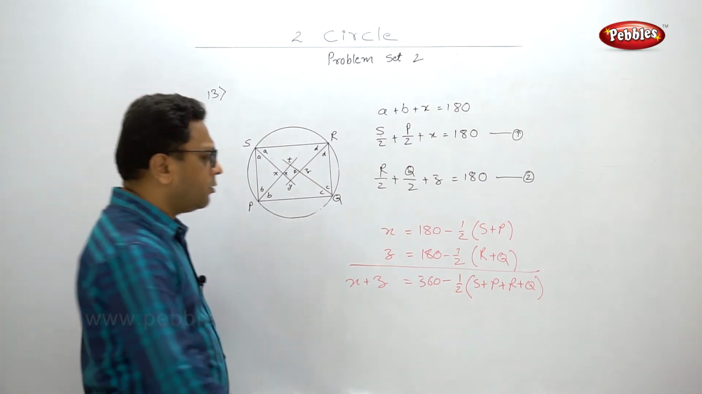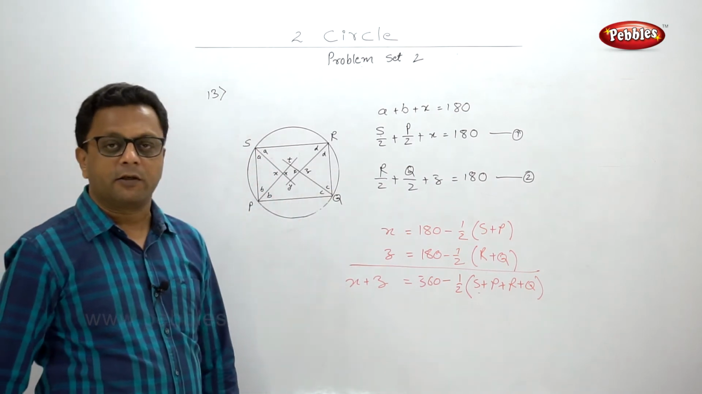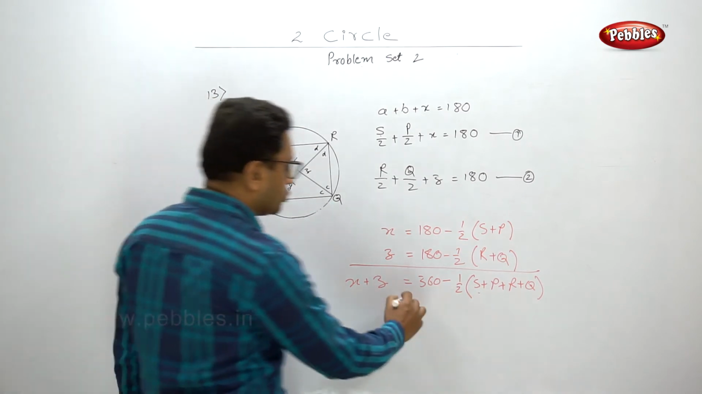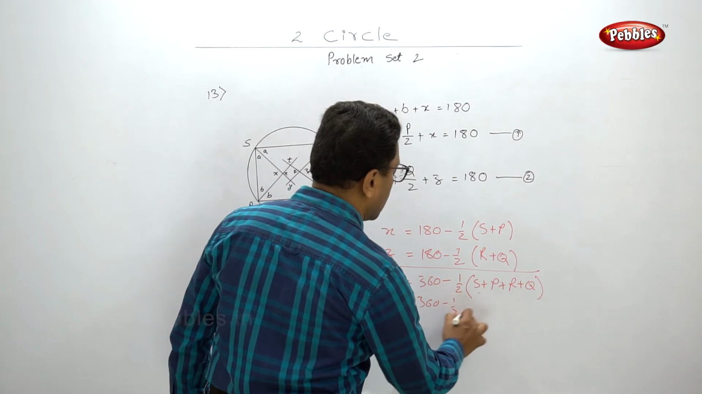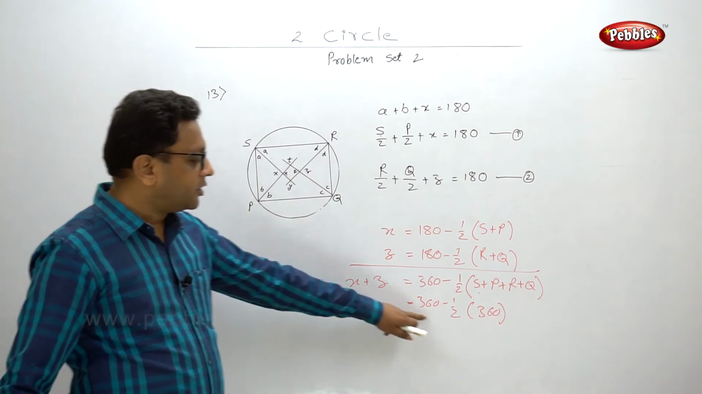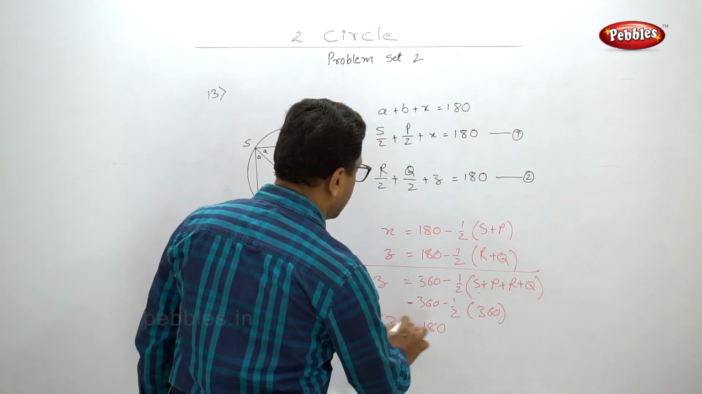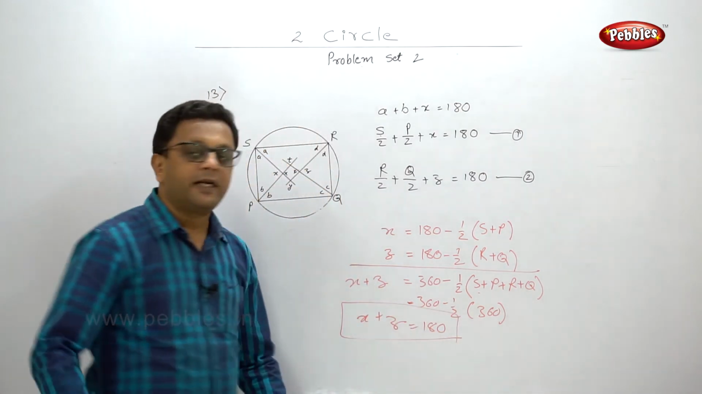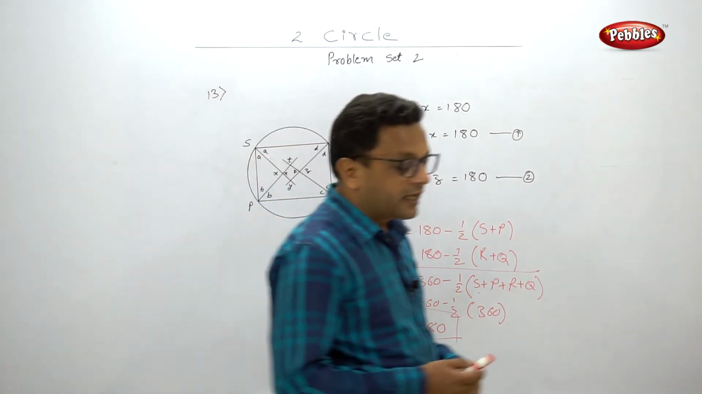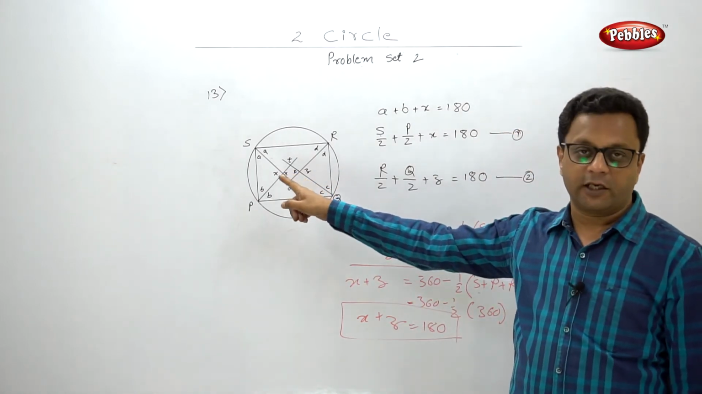Correct? Now you know that S, P, R, Q, these four angles, this is a quadrilateral. The addition of angles of any quadrilateral is 360 degrees. So here we have 360 minus half of 360. Half of 360 is 180 and 360 minus 180 is equal to 180. So x plus z is equal to 180. So since x plus z equal to 180, the opposite angles are supplementary, addition is 180. So this quadrilateral is a cyclic quadrilateral.